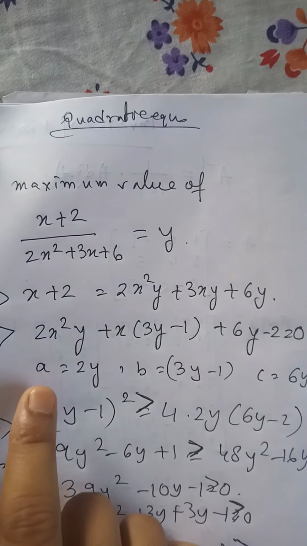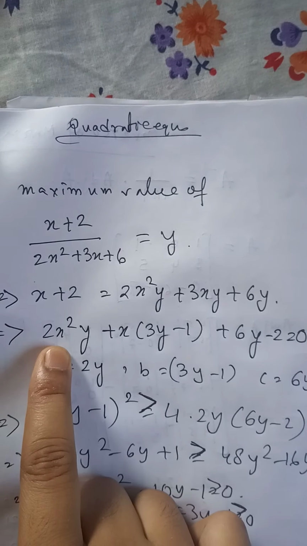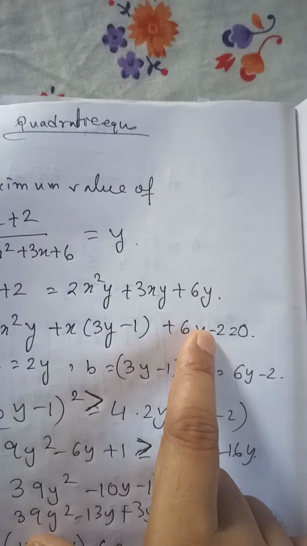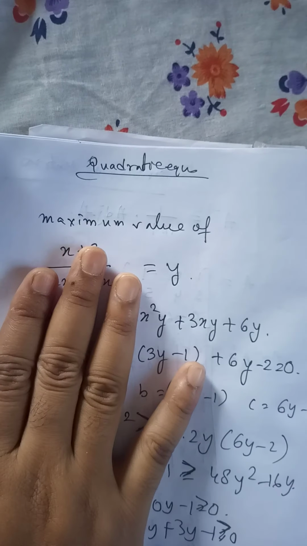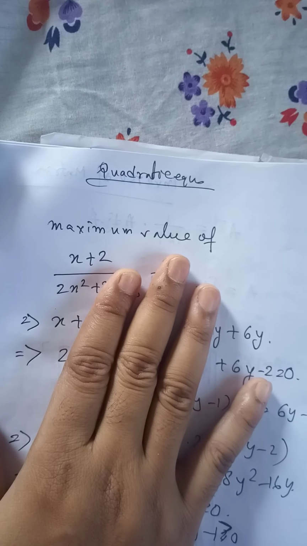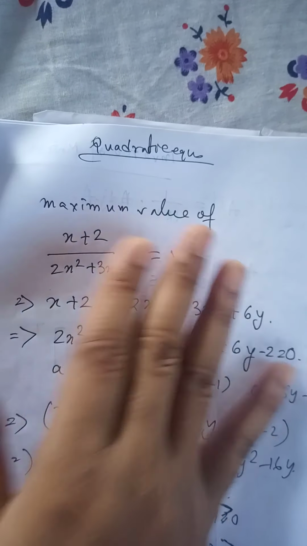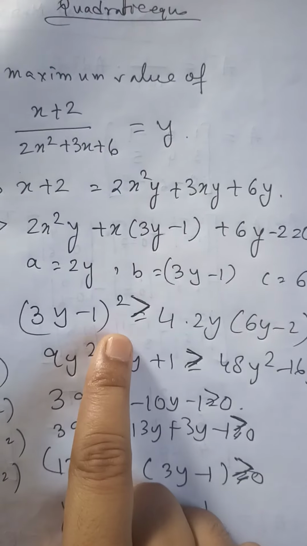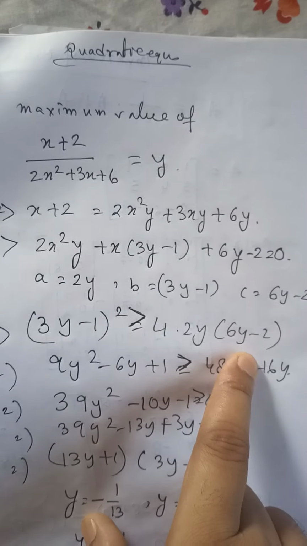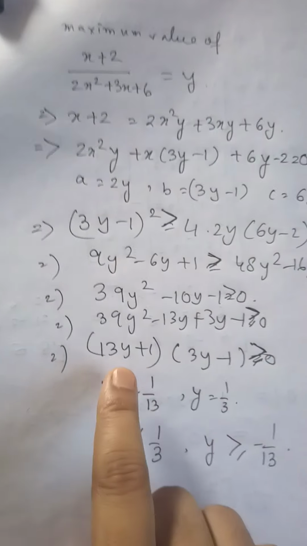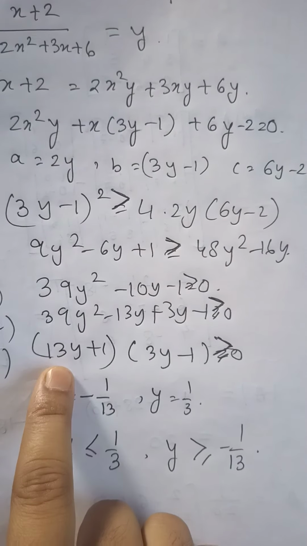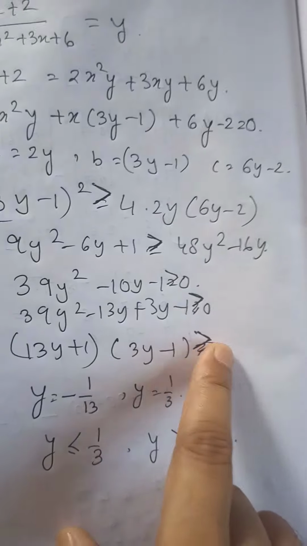Where your a is 2y, as the coefficient of x square is 2y, b is 3y minus 1, and c is this. Now as this is real, the value of y is real and greater than 0, so what we will do, we will use the discriminant term, that b square minus 4ac greater than or equal to 0. From there, b square is greater than or equal to 4ac. If you proceed with it, we will get this term 13y. After doing the factorization, we will get 13y plus 1, 3y minus 1 greater than or equal to 0.